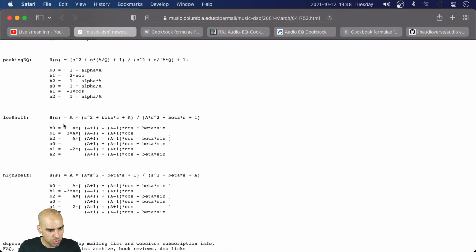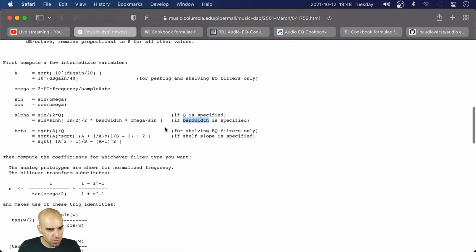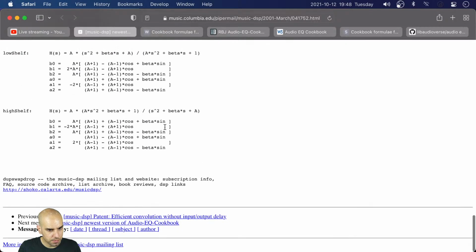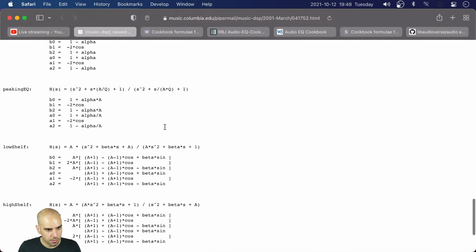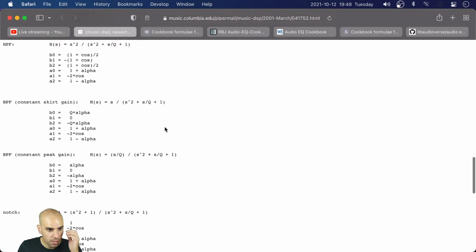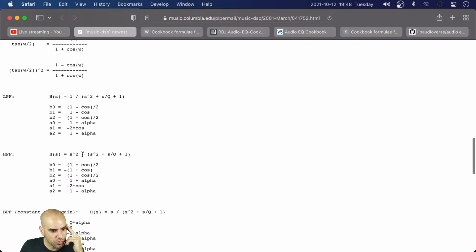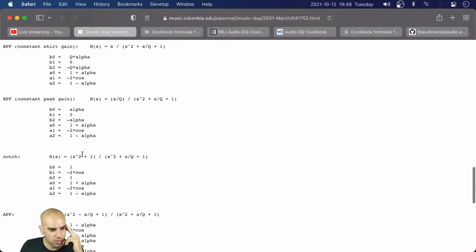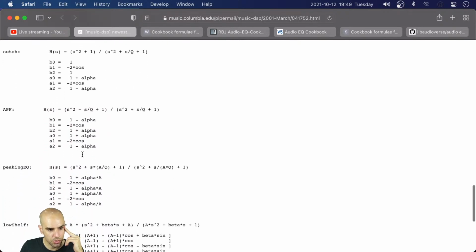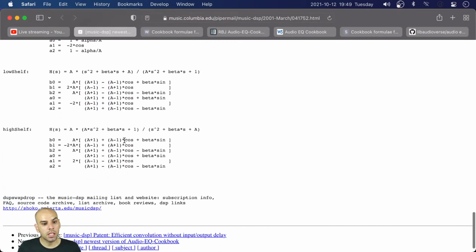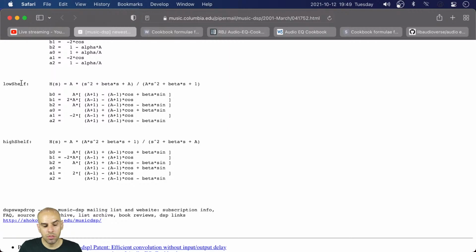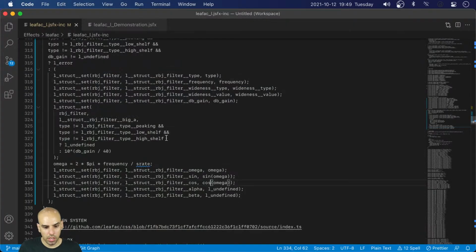Is it going to use... No, it does not use alpha. Let's look at the other equations real quick. So this is using alpha, that's using alpha, that's using alpha, and so on. So it's only in the shelves. So if you are in the shelves, don't calculate alpha.